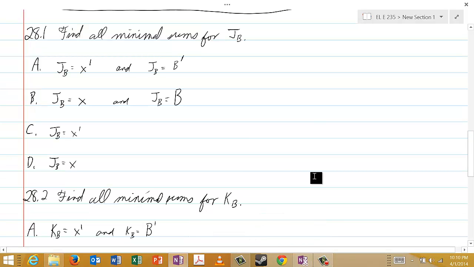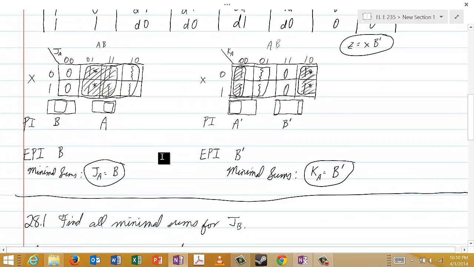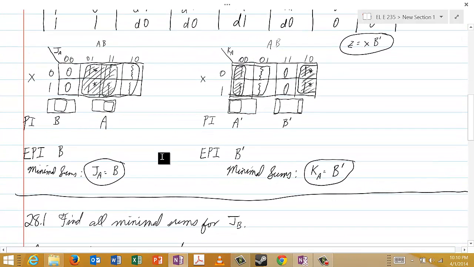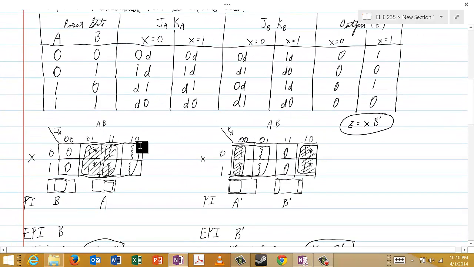So now we're ready to finish our discussion of the test for lecture 28. So up here, remember, we have found this excitation table, and we have found expressions for JA, KA, and Z as functions of X, A, and B. And those were minimal sum expressions. And now you're supposed to find minimal sum expressions for JB and KB using this information up here.